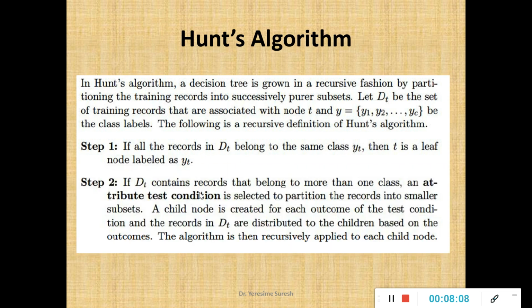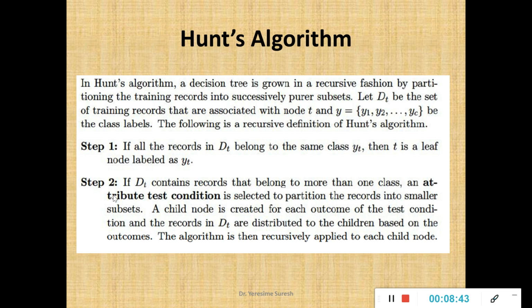We'll go to the second step. What is the second step? If Dt contains records that belong to more than one class, yes, obviously my target function will have yes or no values, or pass or fail values. In a simple sense, with respect to the first step, if I take the class result of a given section or branch, it is very rare that all the students will pass and the result will be declared as pass. I'll have some students who pass and some who fail. If everyone passes, the leaf node itself will be declared as pass, or if all the students fail, the leaf node will be declared as fail, which is very rare.